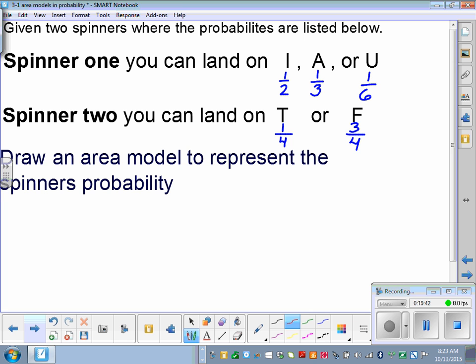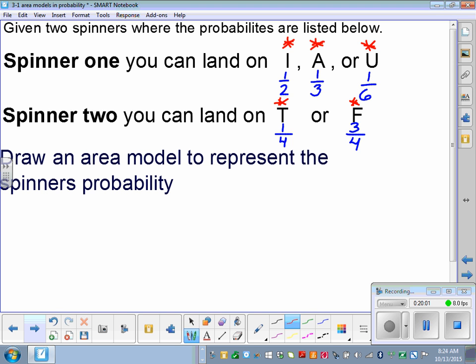Okay. So it says, given two spinners where the probabilities are listed below, spinner 1, you can land on letters I, A, or U. And spinner 2, you can land on T or F. Now here are the probabilities listed.